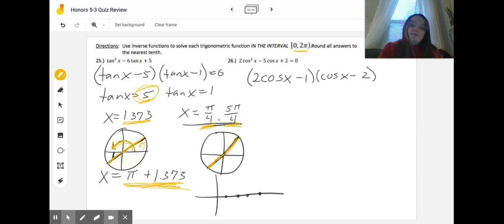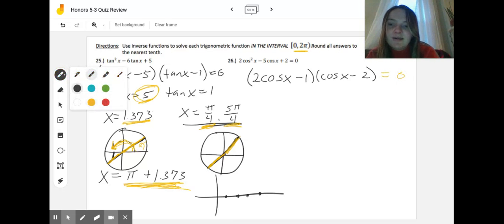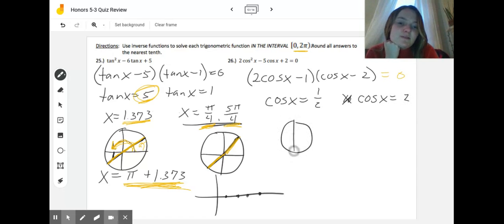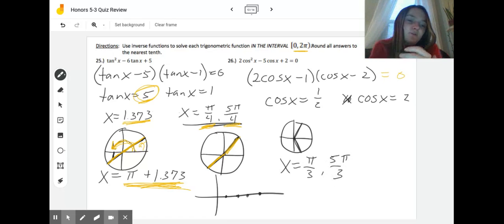Next one, this is where it cut out. So when I went ahead and factored, I got 2 cosine of x minus 1 and cosine of x minus 2 is equal to 0. So let's go ahead and actually solve this one here. I get cosine of x is equal to a half and cosine of x is equal to 2. Okay, well, if cosine of x is equal to a half, let's think about that. That could happen here, and it could happen here. And so we could say that x is equal to pi over 3, and it's also equal to 5 pi over 3. When does cosine of x equal 2?